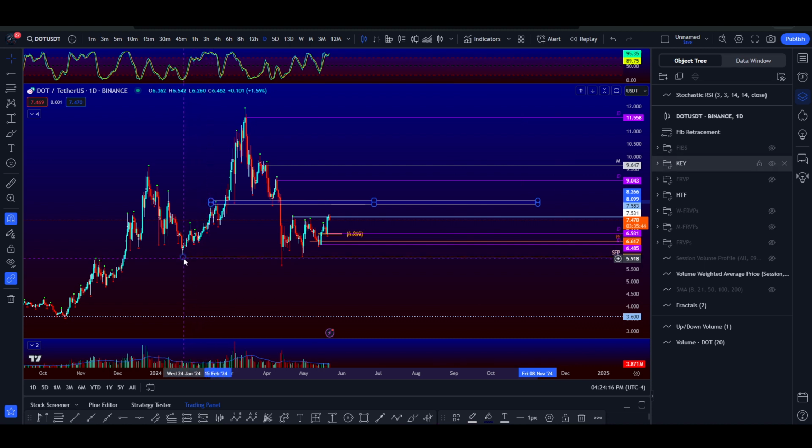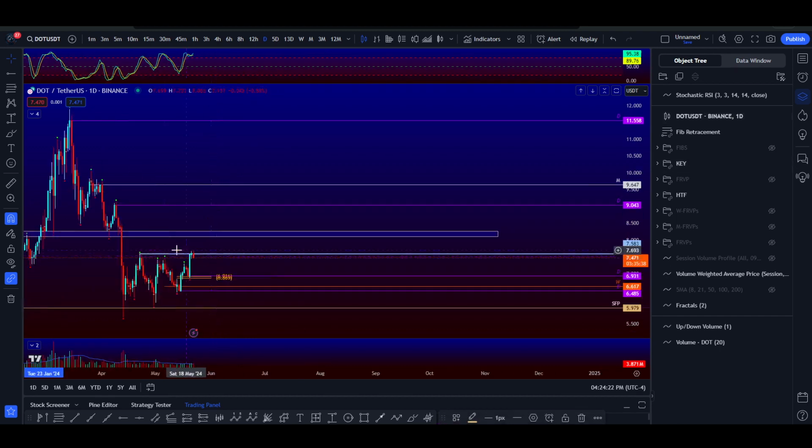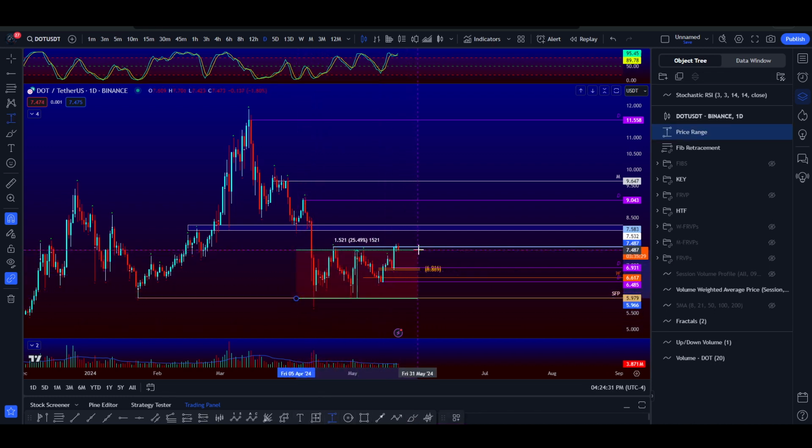We have a swing failure pattern, which looks like it did play out. I didn't put an alert on that, so I did miss the trade. That would have been a very good entry, actually. Because if I was to get in on that SFP, even to where we are right now, you're looking at a 25% gain in price, right?